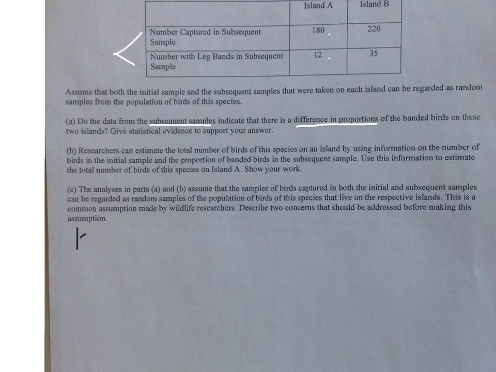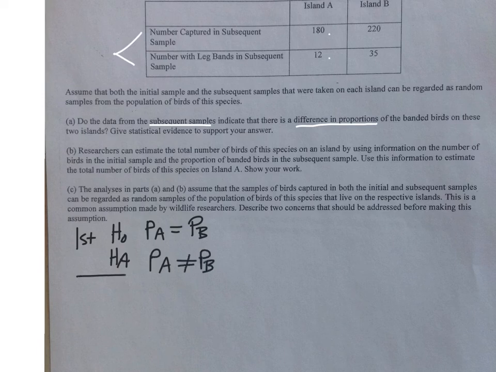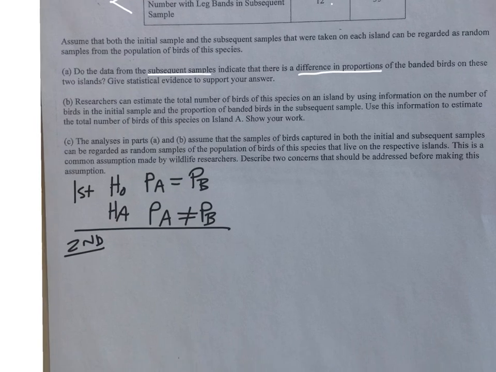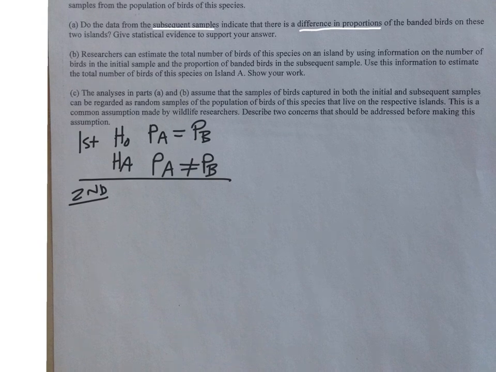So it begins with the first step, which is to state the hypothesis. So in the very beginning, it's going to be, are the percentages the same, or are the percentages different from the two islands? The second step would be to check those conditions, name the test, and state the significance level.